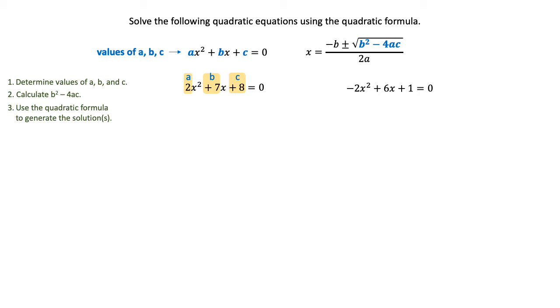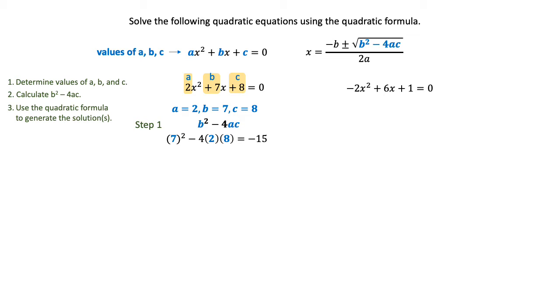So first example, a is 2, b is 7, and c is 8. And I typically work this in a two-step process. I find it's less of a burden to go ahead and calculate b squared minus 4ac first, make sure that's right, and then continue with the rest of the formula. So I'm going to plug in 7 squared minus 4 times 2 times 8, and I'm going to double check that and triple check it.